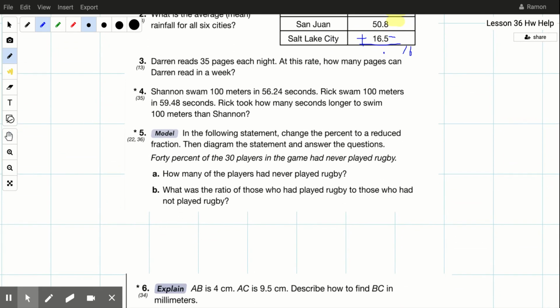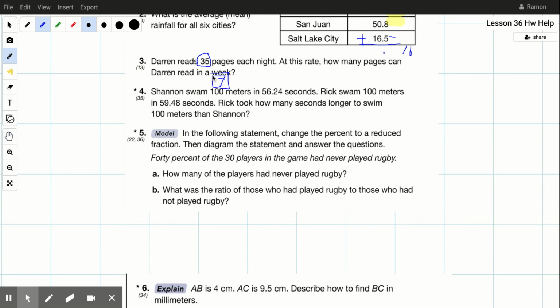Number 3, Darren reads 35 pages each night. At this rate, how many pages can he read in a week? So if he's reading 35 every day or every night, and we're talking about a week, which is 7 days, then to find the amount of pages that he can read in a week, we simply take 35 and multiply it by 7.